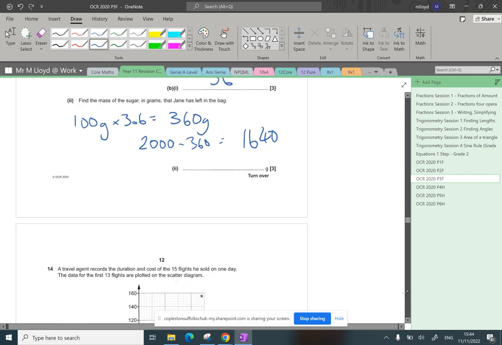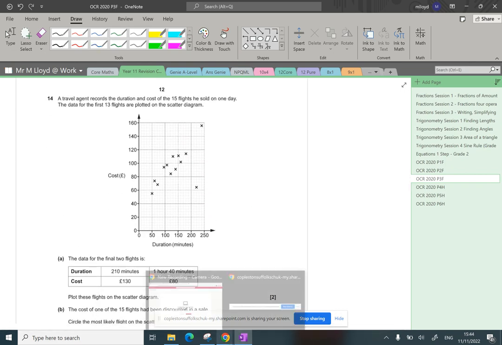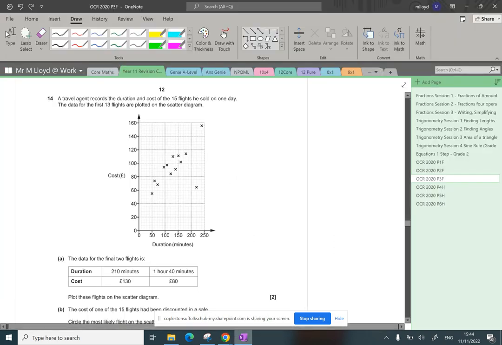Right, question 14, just going to do a quick time check. Let's see how we're getting on. Yeah, 6.5 minutes to go. Might make this one the last question, and then we'll wrap it up here.